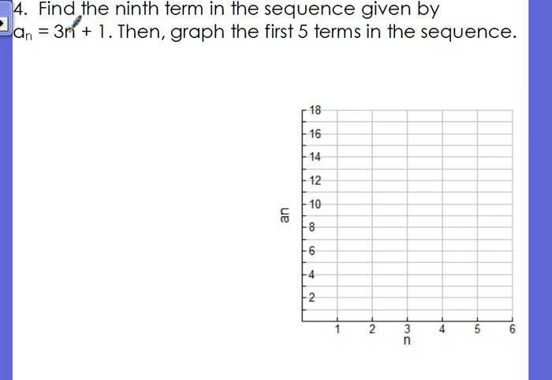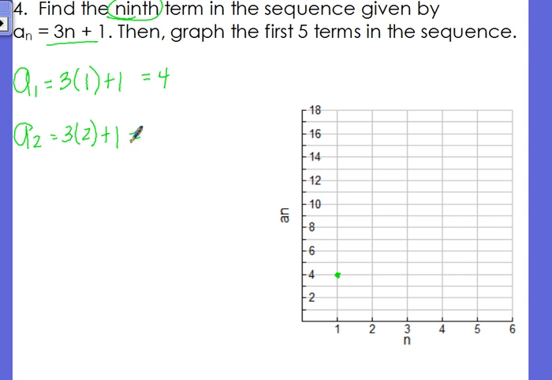In this case, it wants me to find the first 5 terms, graph them, and then find the 9th term. When I'm given this formula, I can specifically just plug in values to find each one. So to find the first term, remember this is an explicit formula, so I can just plug in and I get 3 plus 1 is 4. So my first term is 4. To find the second term, I can plug in 2. 6 plus 1 is 7. So my second term would be 7.